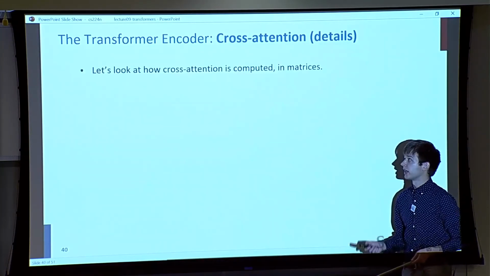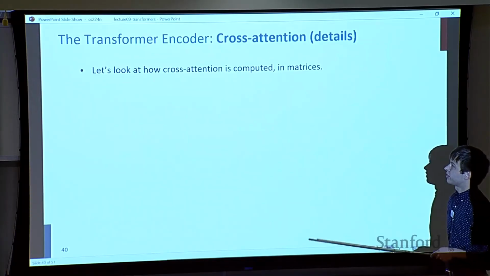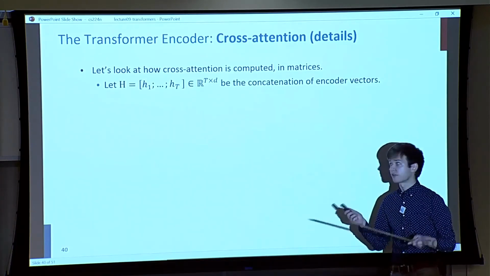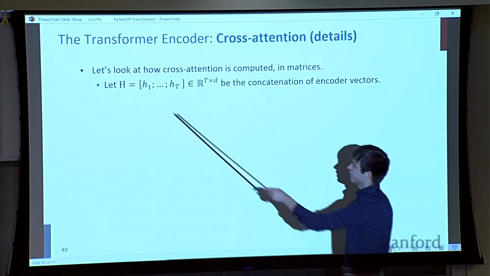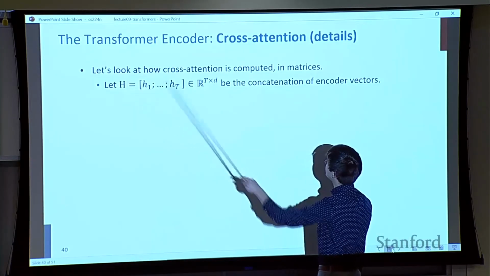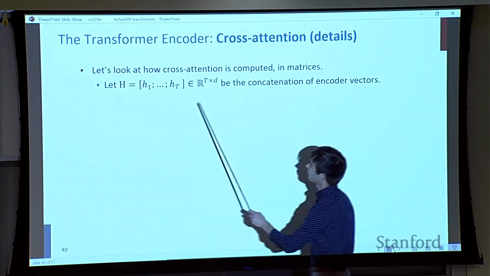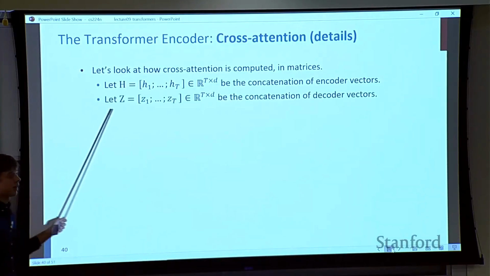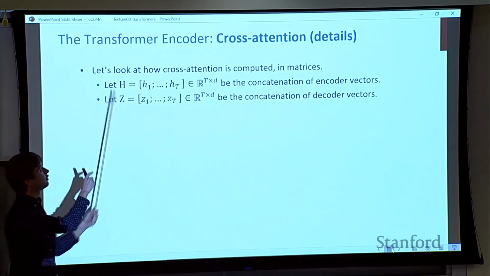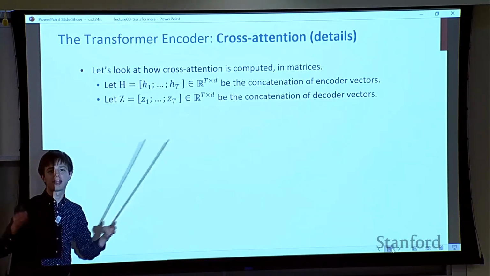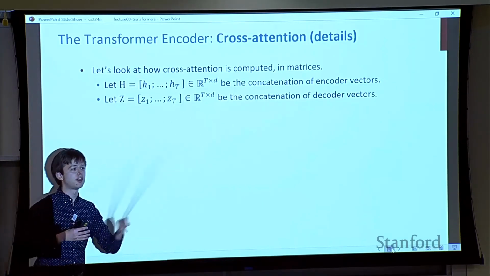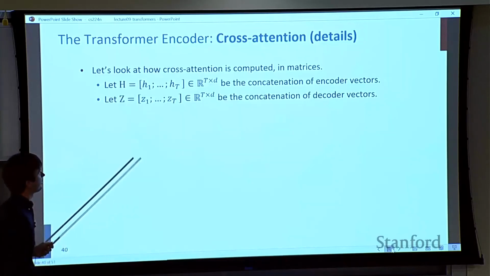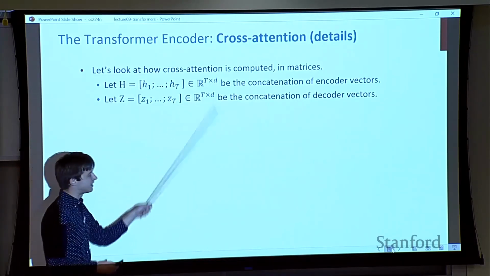So pictorially, again, we can look at how cross-attention is computed in matrices like we did for self-attention. Before we had x, now we have h. These are the encoder vectors, which are going to be R^(t by d). Likewise, we have z. Notice we have two of these now. Before we just had x, because x was used for the keys, the queries, and the values. Now we have h and z, both in R^(t by d).